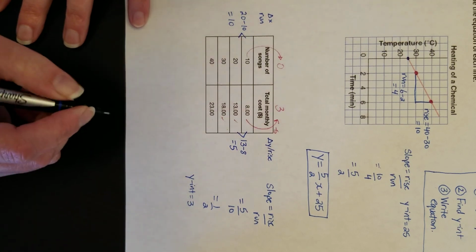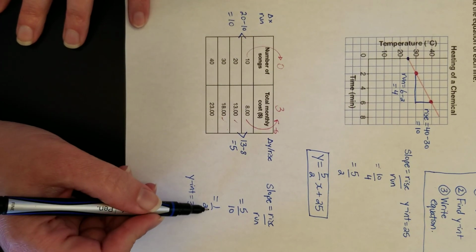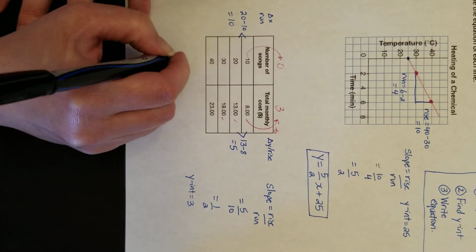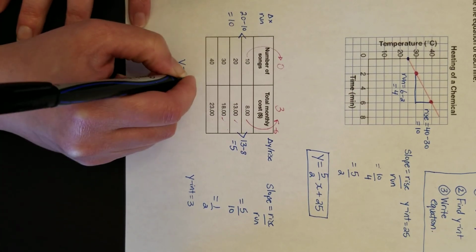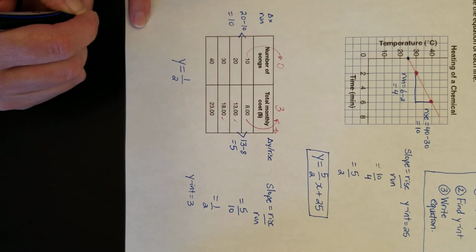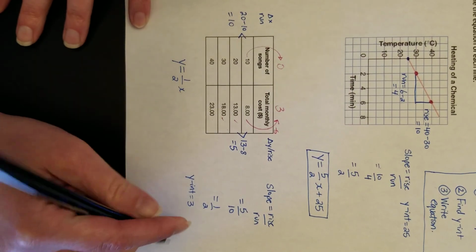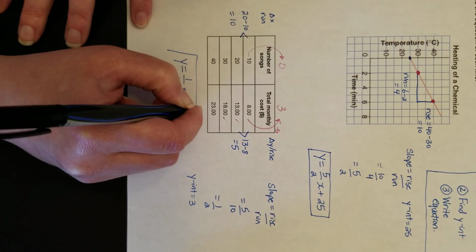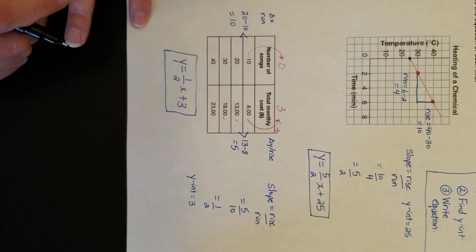The y-intercept is 3. So I have a slope of 1/2, that was my step 1, and a y-intercept of 3, that's my step 2. Then I'm going to write my equation: y equals m, which is 1/2, times x, plus b, which is my y-intercept of 3. And that's how I get my equation from a table.